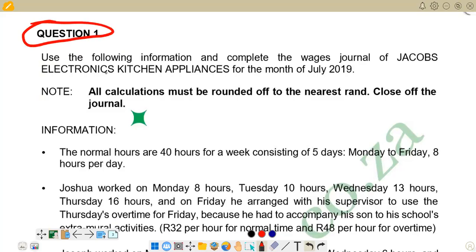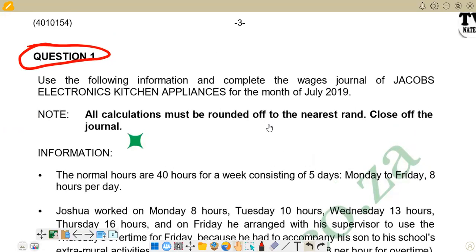And question one reads, use the following information and complete the wages journal of the Electronics Kitchen Appliances for the month of June 2019. So this is the information that we have there.